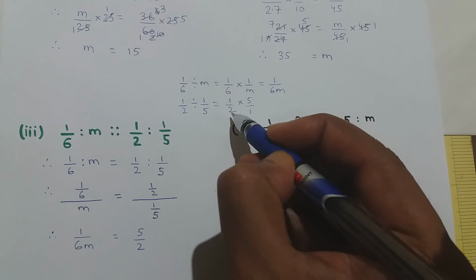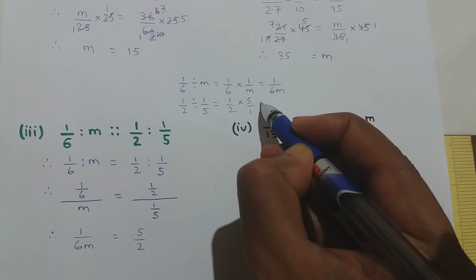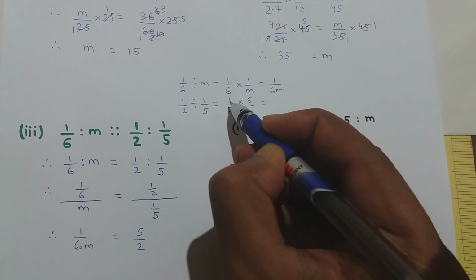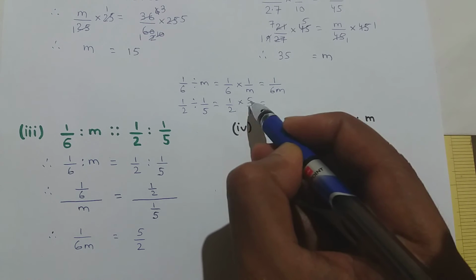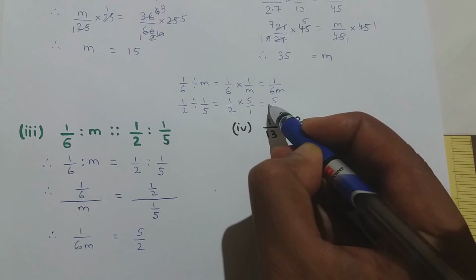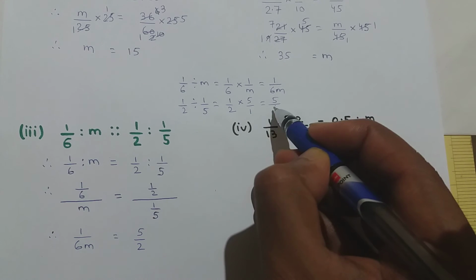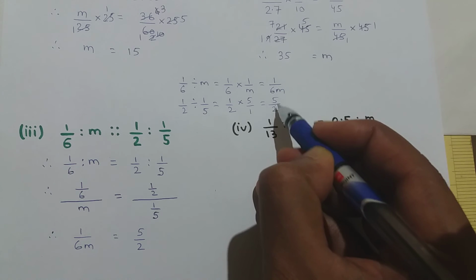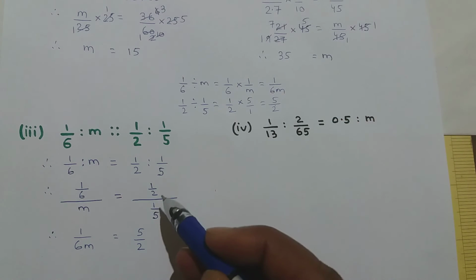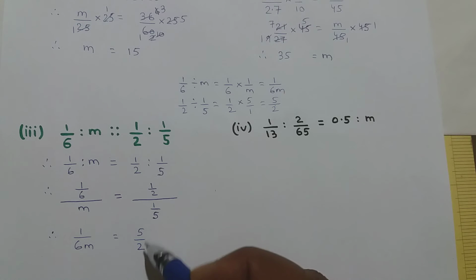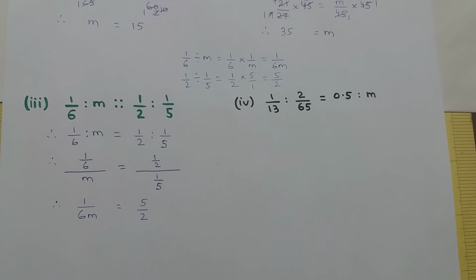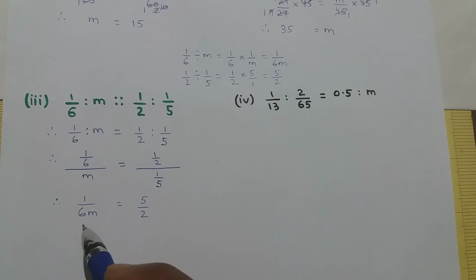So it becomes 1 upon 2 multiplied by 5 upon 1. Now you multiply the numerators to each other. So 1 into 5 is 5 upon, now you multiply the denominators to each other. So 2 into 1 is 2. So it becomes 5 upon 2. Hope you have understood now. So it is 1 upon 6m equal to 5 upon 2.